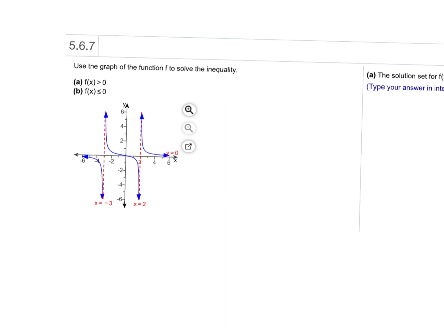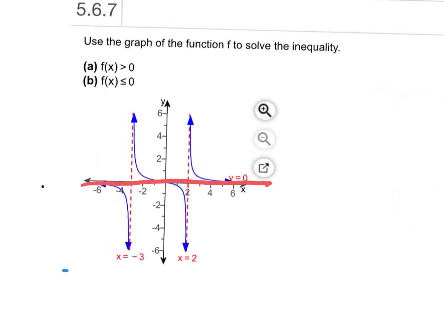Basically, if you use this line sitting right here, that's your 0 line. So I want to know when the function is above the line and when it is below the line. In this particular case, when it says greater than 0, we need to identify the inequality here. An inequality that says greater than means that we have to be above the line and we cannot be equal to 0.